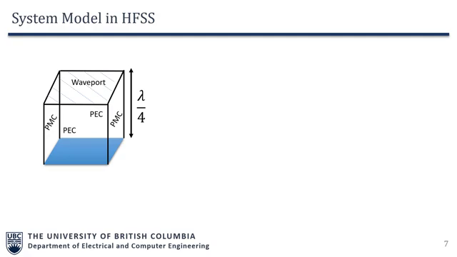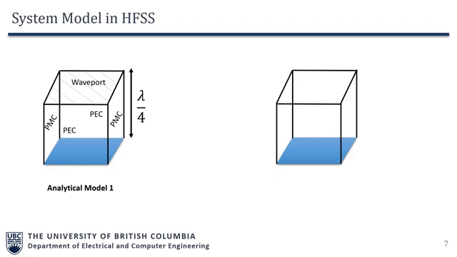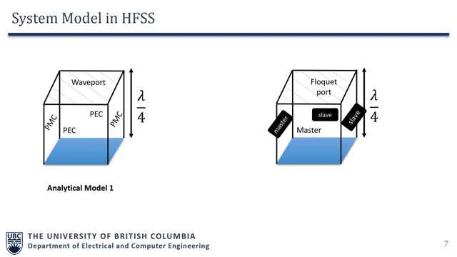So this is analytical model one. We can also model it in another way. In the second model, instead of using PEC, PMC and a wave port, we can use a Floquet port and define master and slave boundaries. Definitely, the wave port will be replaced by the Floquet port. The height requirement is also the same, lambda by 4, a quarter wavelength at the operating frequency. So this is analytical model 2.